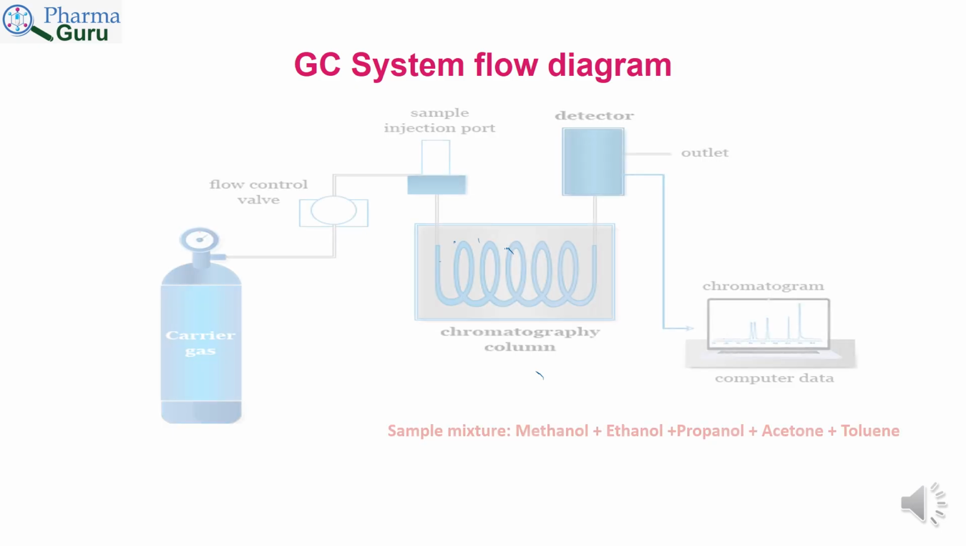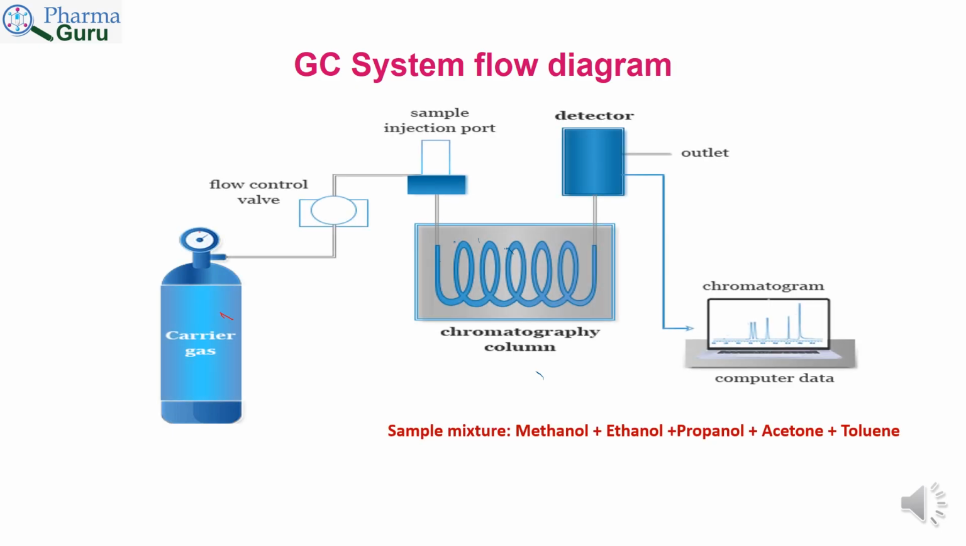GC system flow diagram. This is the carrier gas cylinder containing the carrier gas. This is the flow control valve to adjust the flow of the carrier gas. This is the injector to inject the sample. This is column oven which maintains temperature of the GC column at high temperature or as per method requirement.